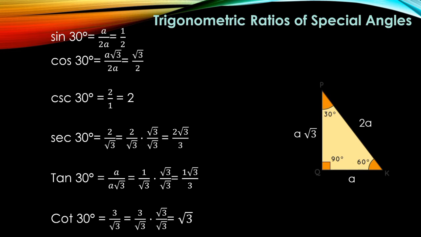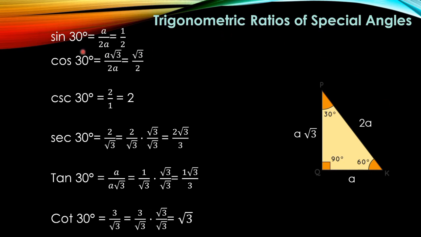Next, angle is 30 degrees. So we have here the 30, 60, 90 degrees right triangle. Take note that the opposite side of 30 degrees is the shorter leg. So we will let A be the measure of the shorter leg. Then, the measure of the longer leg is A times the square root of 3. And the measure of the hypotenuse is 2A.